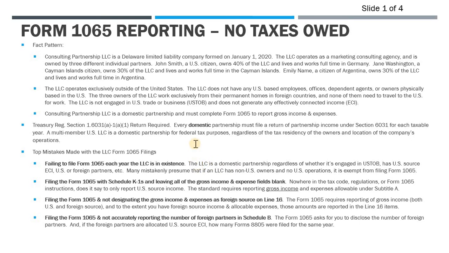So before we jump into looking at the actual 1065 example, I wanted to cover some of the top mistakes that I see made for LLCs in this context. The first one is just a flat-out failure to file the 1065 each year. Again, the multi-member LLC is a domestic partnership regardless of what's going on inside of it, right? It doesn't matter whether or not it's engaged in U.S. trade or business, has any U.S. source income, foreign or U.S. partners. All of those elements are relevant to how we complete the return, but it doesn't mean that it doesn't have to file a 1065 because everything's done in a foreign country. It's still a domestic partnership, so it's got to file.